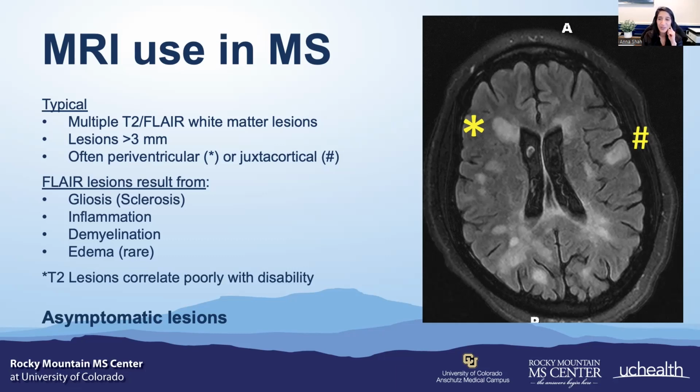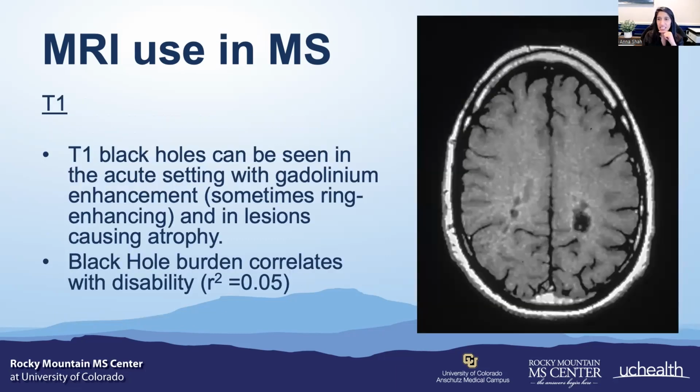So the T2 lesions, it doesn't necessarily matter as much how many you have, but what's more important is where they are. That's really what contributes to disability. We also look at a sequence often called the T1 sequences. Now, what the T1 sequences show us is where there is axonal damage.